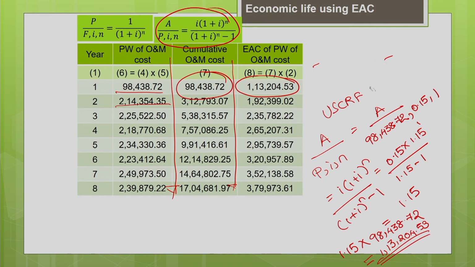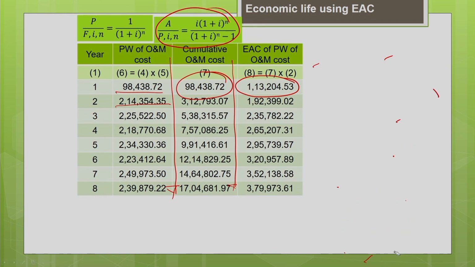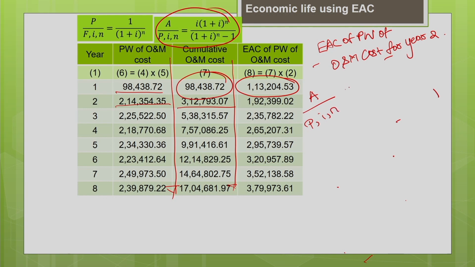Let us calculate for one more year. Now we are going to calculate the equivalent annual cost of the present worth of operating and maintenance cost for year 2. You are going to find the A for the known P, I, N. Your P is 3,12,793.07. Your interest rate is 0.15, and the year is 2.